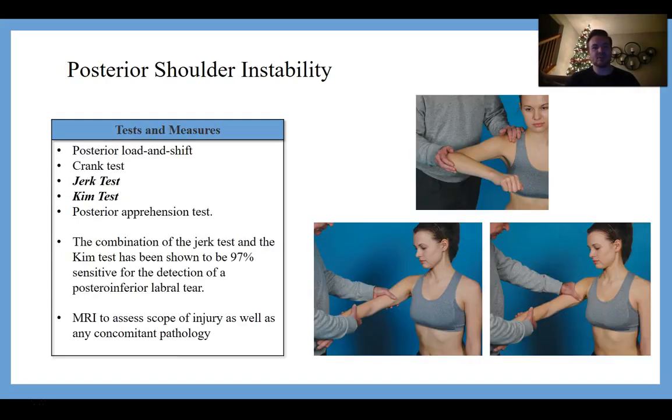And here are some special tests you can do for posterior shoulder instability, including the posterior load and shift and the crank test. The pictures we have listed here: the top one is the jerk test, and the bottom one is the Kim test, which is a two-part test. I encourage you to look up those tests in Dutton. It's important in diagnosing, because the combination of the jerk test and the Kim test has been shown to be 97% sensitive for detection of posterior inferior labral tear. So those two in combination are good ones to use for practical purposes. And of course, a posterior apprehension test, which is going to be more like your axial loading or scour test.